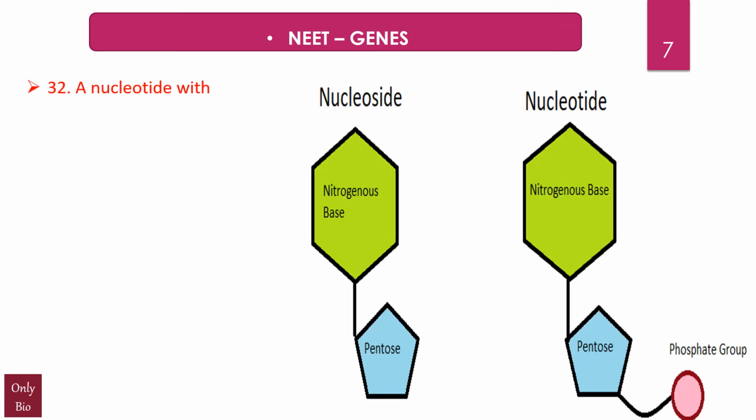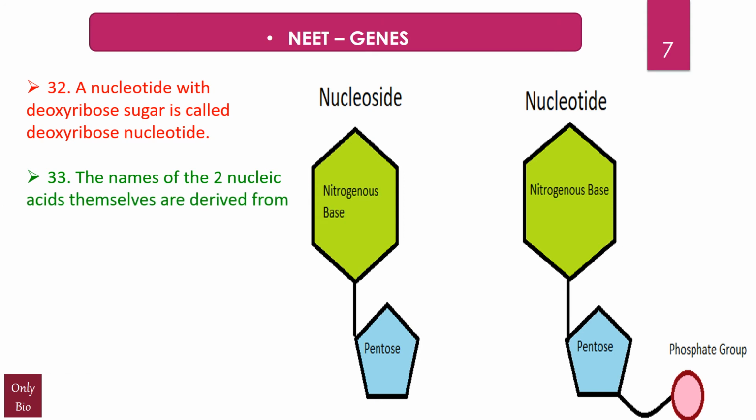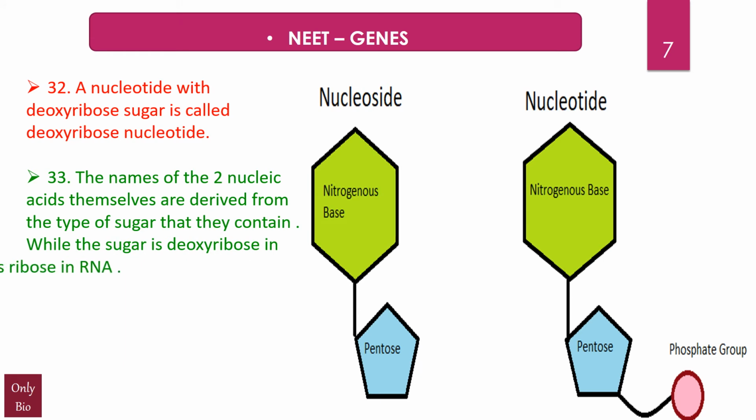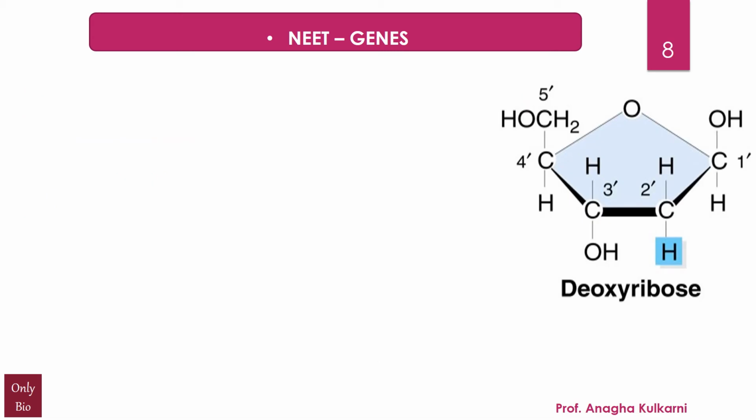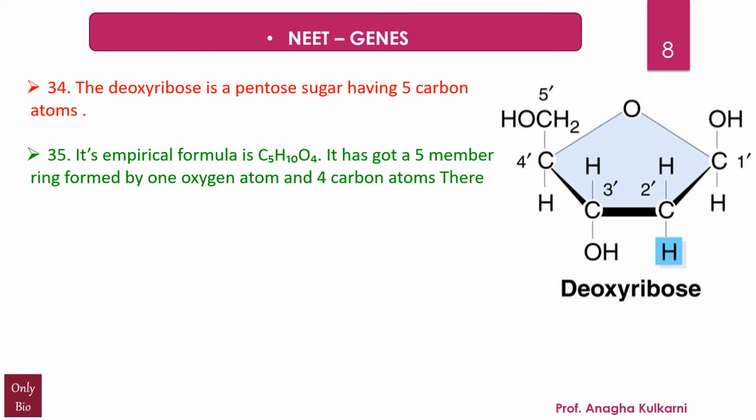Point number 32. A nucleotide with the deoxyribose sugar is called a deoxyribose nucleotide. Next, the names of the two nucleic acids themselves are derived from the type of sugar that they contain. While the sugar is deoxyribose in DNA, it is ribose in RNA. Next, deoxyribose is a pentose sugar having 5 carbon atoms. Hence, we call it a pentose sugar. Its empirical formula is C5H10O4. It has a 5-member ring formed by 1 oxygen atom and 4 carbon atoms.